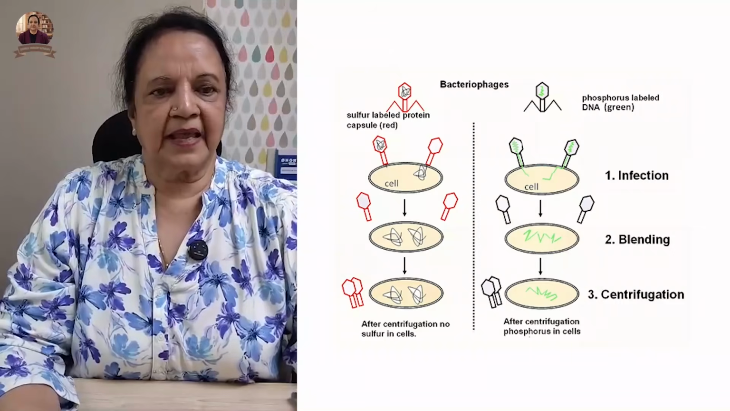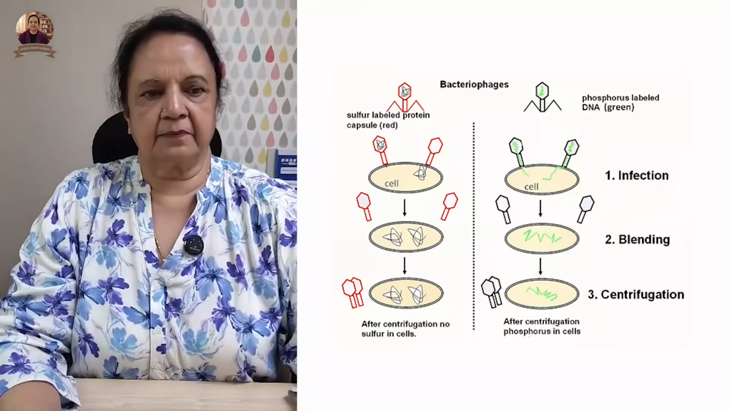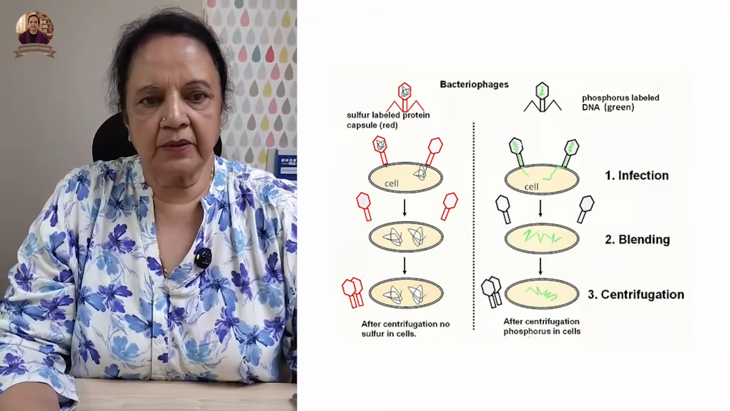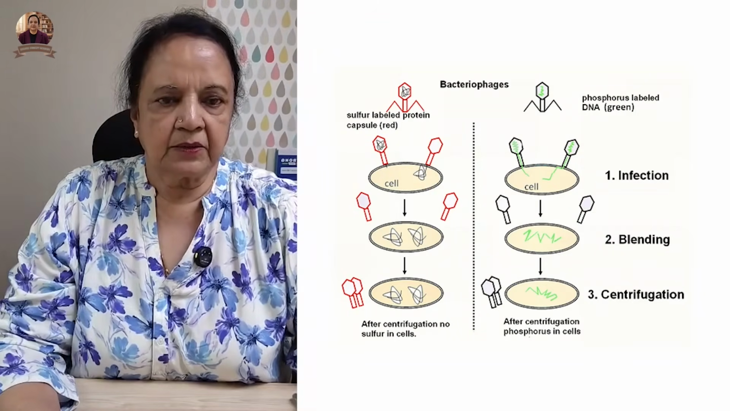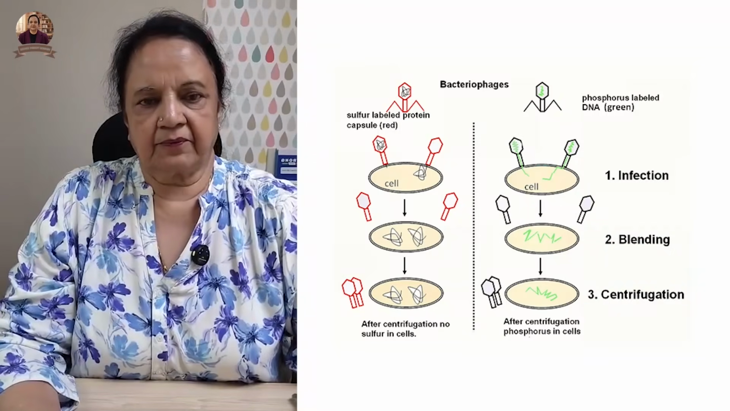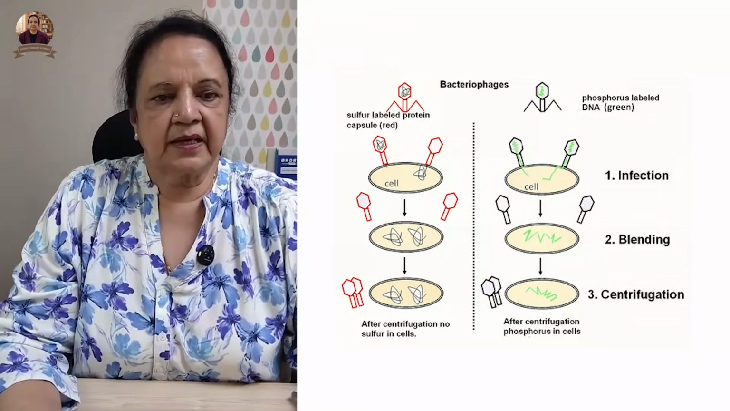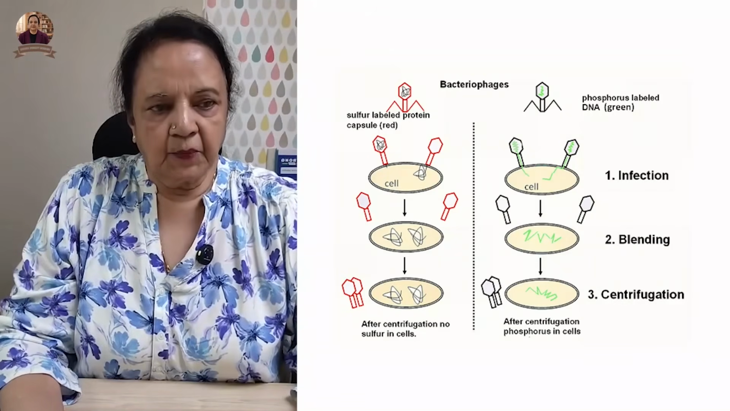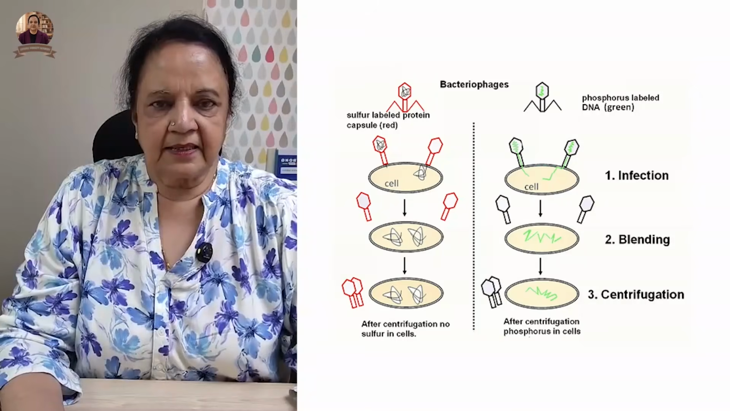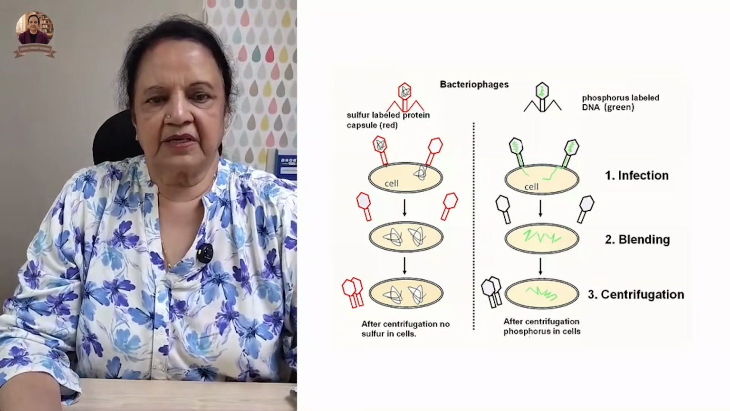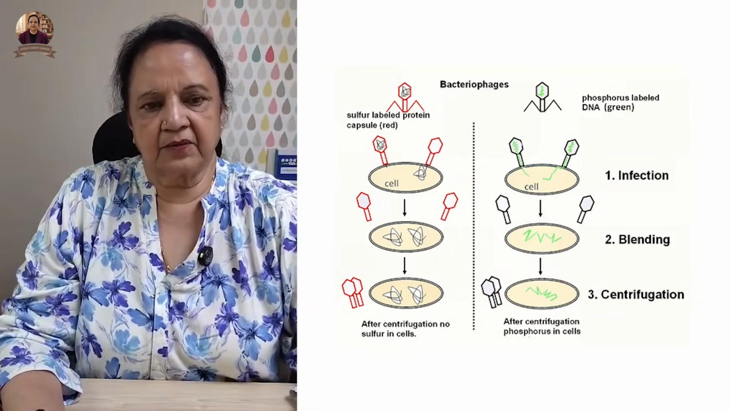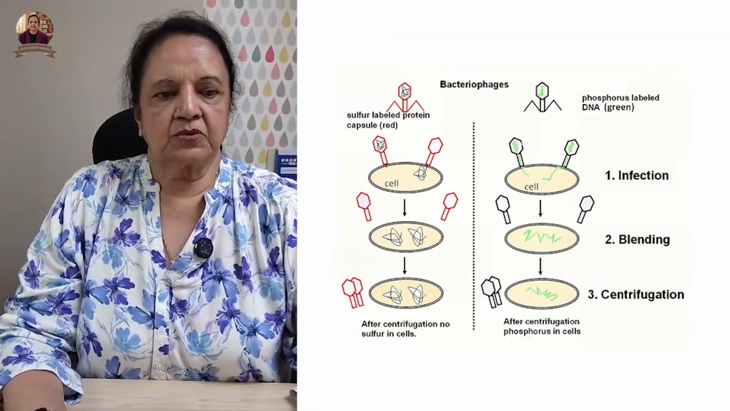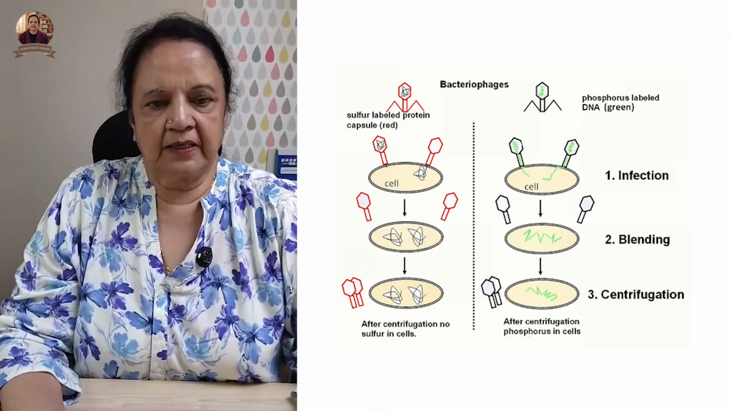Question 2: Explain Hershey and Chase experiment proving DNA as genetic material. Why did they use P32 and S35? Hershey and Chase in 1952 provided proof that DNA is the genetic material. They worked with bacteriophage, that is, the viruses that infect bacteria, which are composed only of DNA and protein.